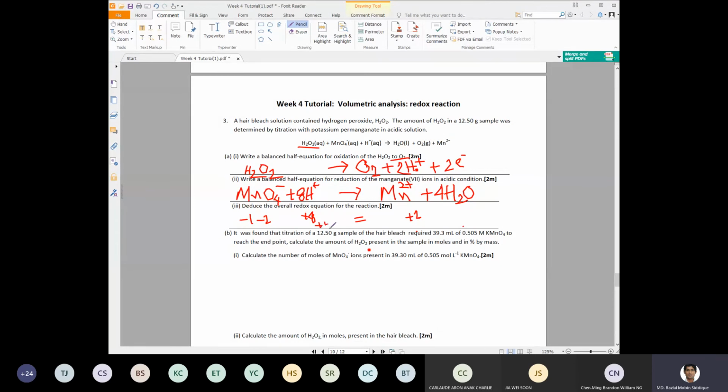The balance is positive 5 on the reactant side. That means I need five more electrons on this reactant side to balance the whole number of electrons. And now you see that it is balanced. This half reaction is balanced, and this one is also balanced. Oxidation and reduction are both balanced.